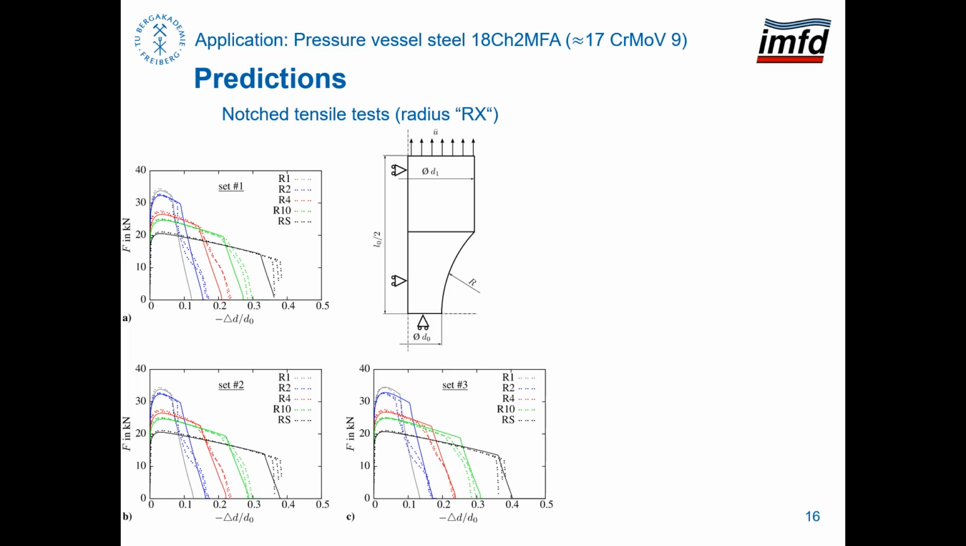Although the high initial porosity of about 1% is assumed, no severe deviations of the force versus diameter reduction curves are visible before the final failure sets in.